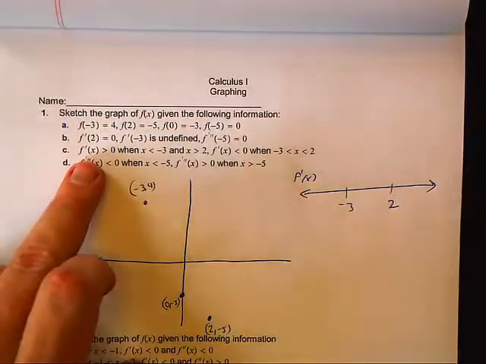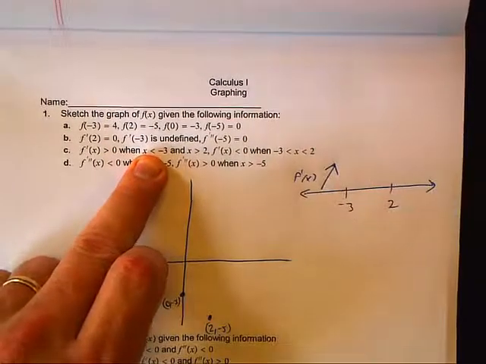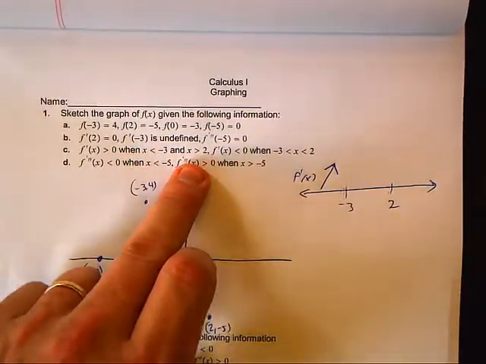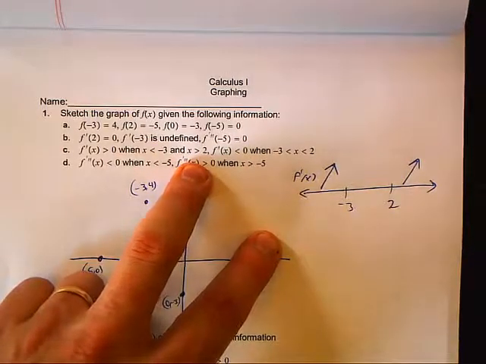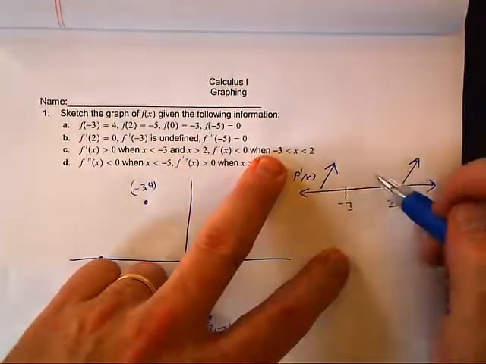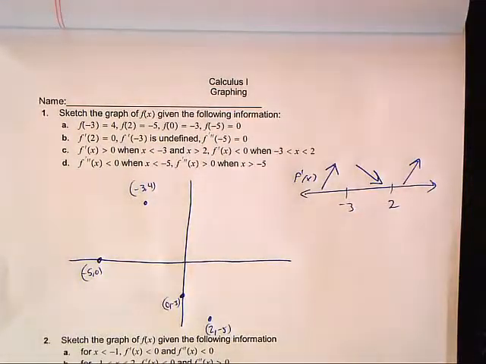And it told me the derivative was positive for x less than -3, so it's got to be increasing there. And the derivative is positive when x is bigger than 2. And finally, the derivative is negative in between. So part C gave me my increasing, decreasing information. Also gave me my minimum and maximum information, didn't it?